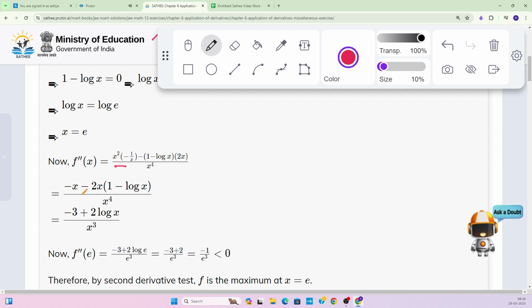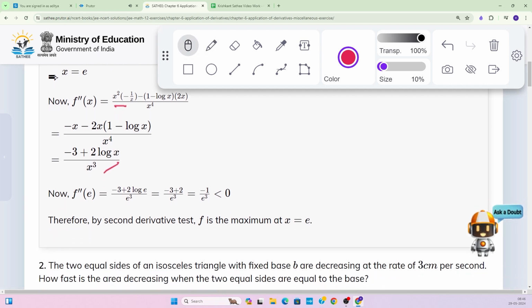Now simplify it, you will get minus x minus 2x. This will give you minus 3x, clear? Now from here you will also get plus 2x log x. Now taking x common from the numerator and denominator, after simplifying you will get this as your simplified expression, which will be minus 3 plus 2 times log x divided by x cube.